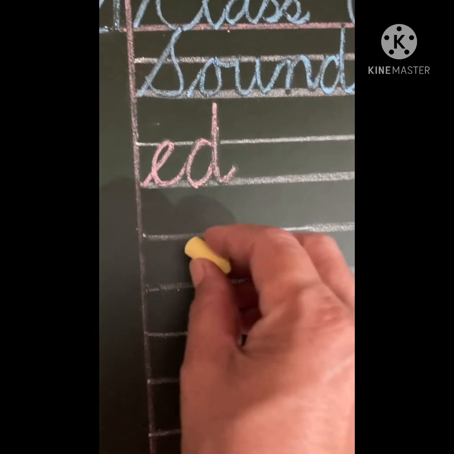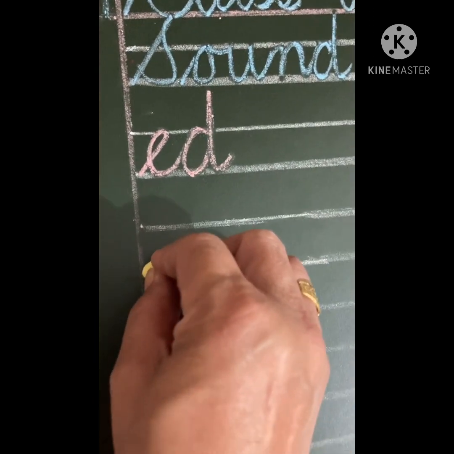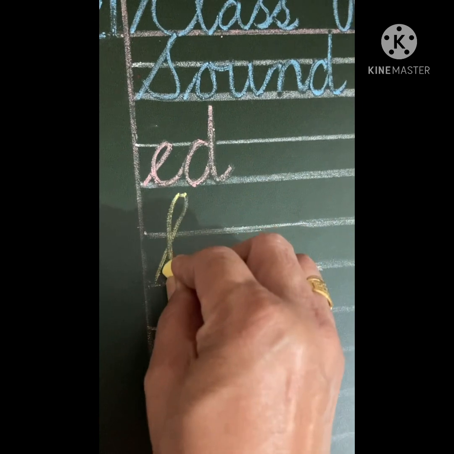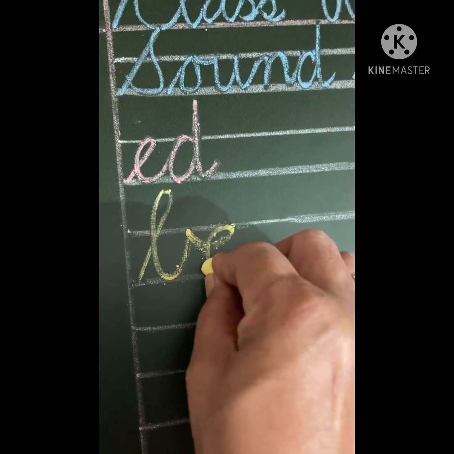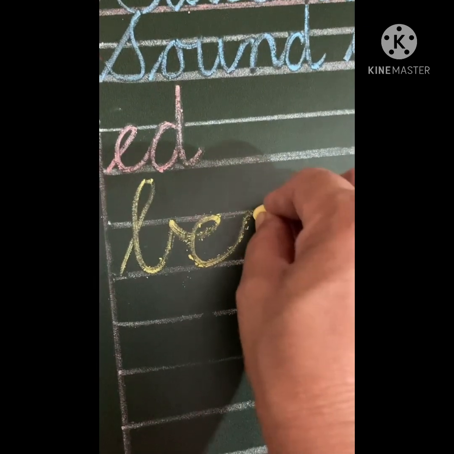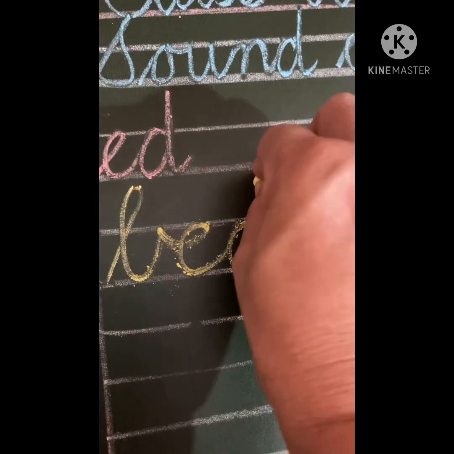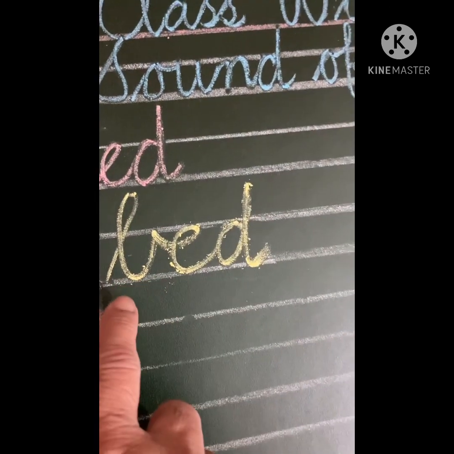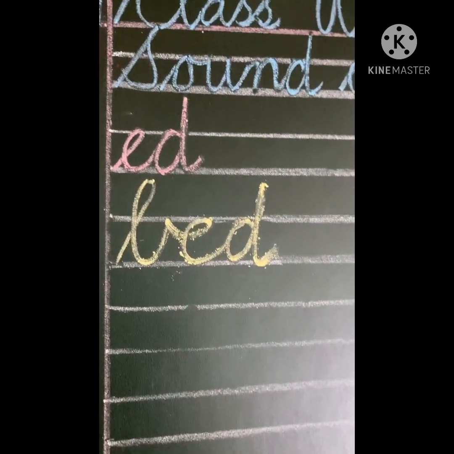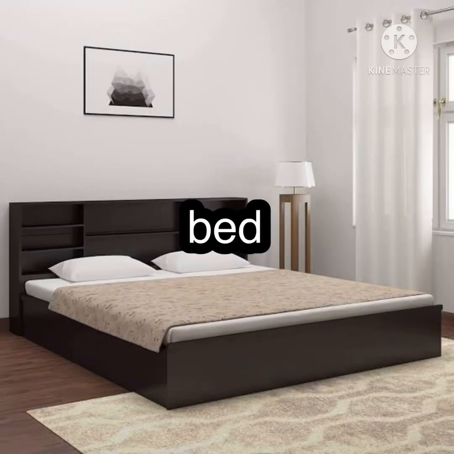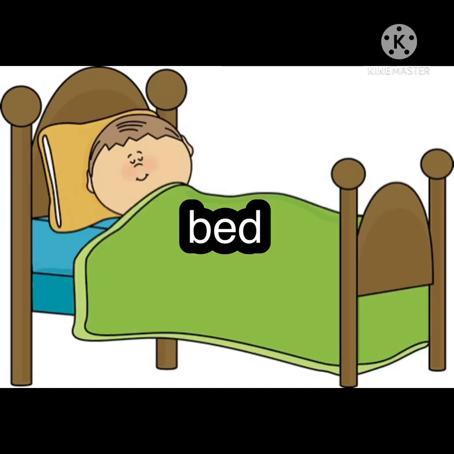The first sound we'll be writing is starting with B, B. Extend the flake and make E. Extend the flake and make D, D. The word is B-E-D, bed, bed. This is a bed. We sleep on bed.